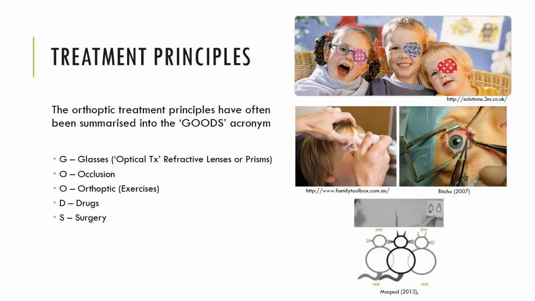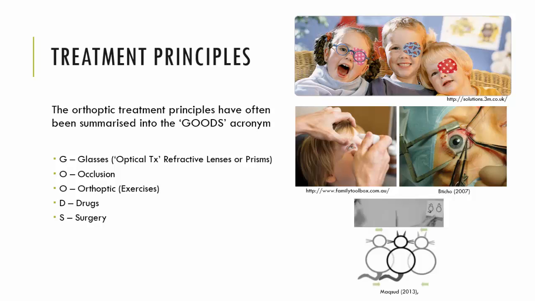So within occlusion, we do cross over back to the glasses option and down to the drugs option, where we might prescribe atropine. So this is where the order of these treatment options are not linear in nature, but are broadly how we consider the options that we have for patients with strabismus.